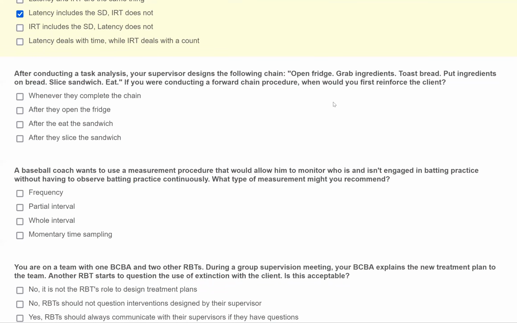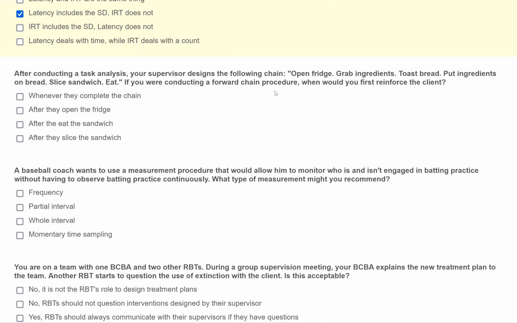Let's think about our types of chaining. We have forward chain, we have backward chain, we have total task chain, and we have behavior chain interruption strategy. In forward chain, when do you reinforce? You reinforce after the first step, you prompt through the rest. Backward chain, we prompt through the whole chain, reinforce the last step. Total task, we teach the whole task. In this case, we're using a forward chain procedure. We know we're going to reinforce the first step first.